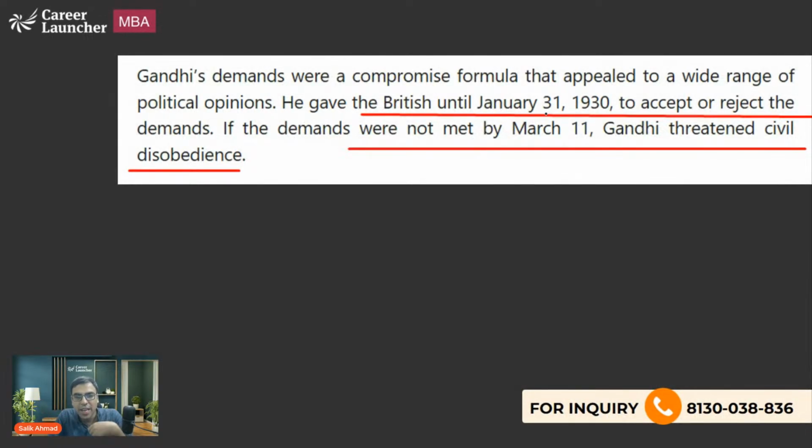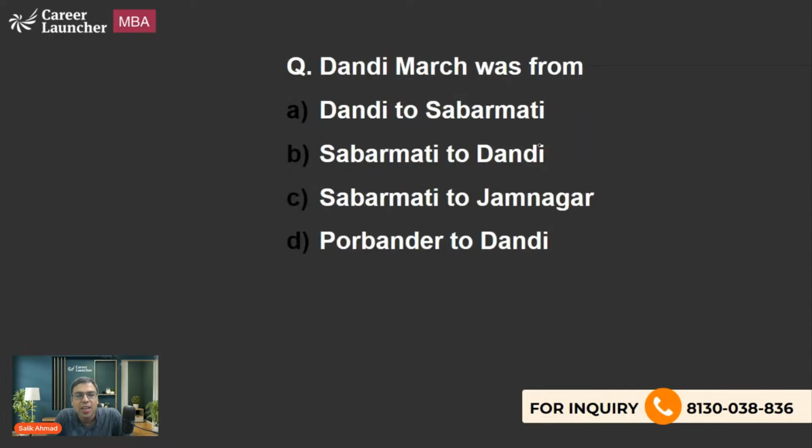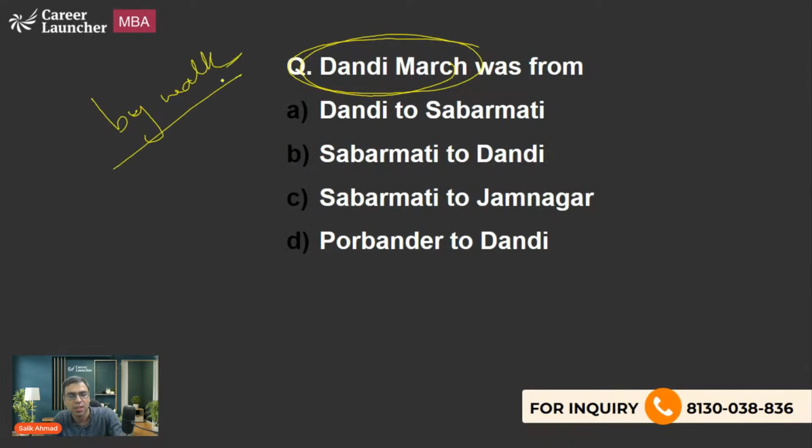He gave the demand that by 11 March 1930, you have to accept it. Otherwise, we will start a new movement. That is what Gandhiji said. The Viceroy did not listen to it, and that is why Gandhi started his civil disobedience movement through the Dandi March. Tell me, in the Dandi March, Gandhiji moved from which place to which place? By walk. It was a march of Gandhiji by walk along with his followers. What is the right answer? The right answer is option B, Sabarmati to Dandi, in Gujarat.